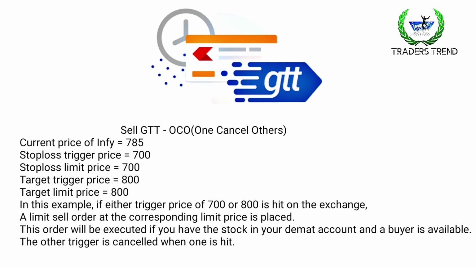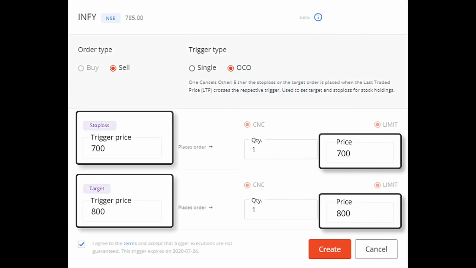If you already have stock in your demat account and a buyer is available in the market at the limit price, so these are all the criteria for sell GTT OCO. And here are the steps. You can select the sell order type, and then the trigger type is OCO. It means there is a trigger price of stop loss and a trigger price of target, and then there are limit prices for both the stop loss trigger and the target trigger. Then you can select your quantity and create your OCO order.